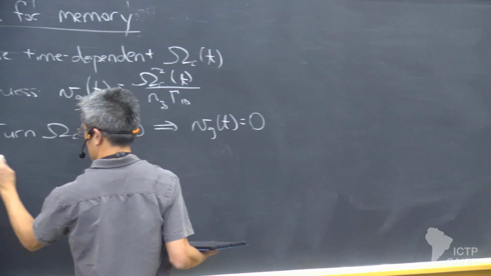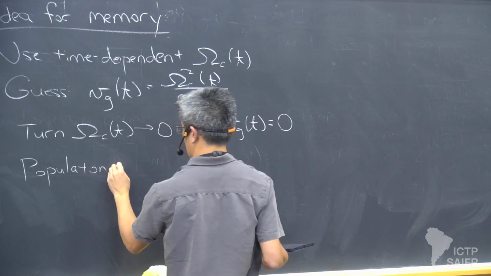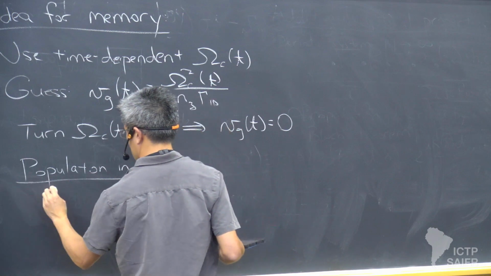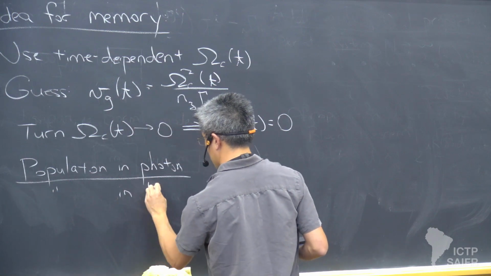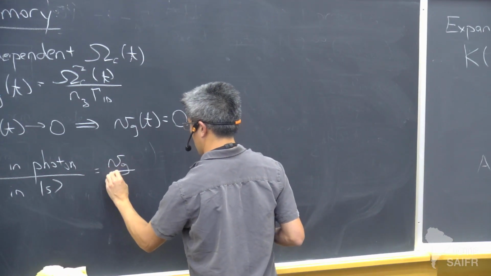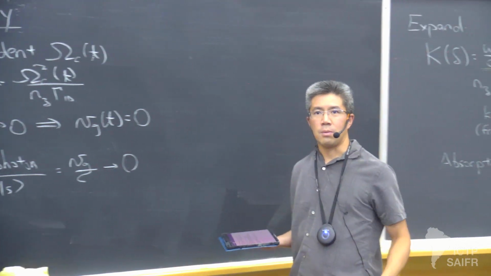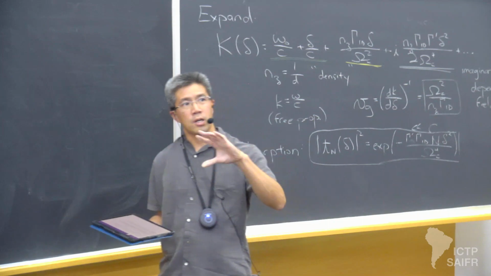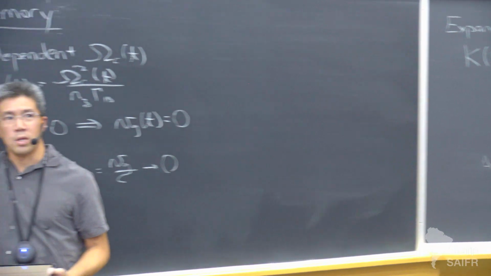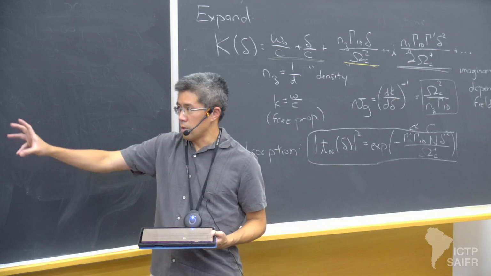So the population in the photon versus the population in my spin state S also goes like Vg over C. So this thing is also going to 0 at the same time. Basically what's happening is that this polariton is gradually getting slower and slower because it's turning more and more into a pure spin excitation. Okay? And everything here is completely unitary.